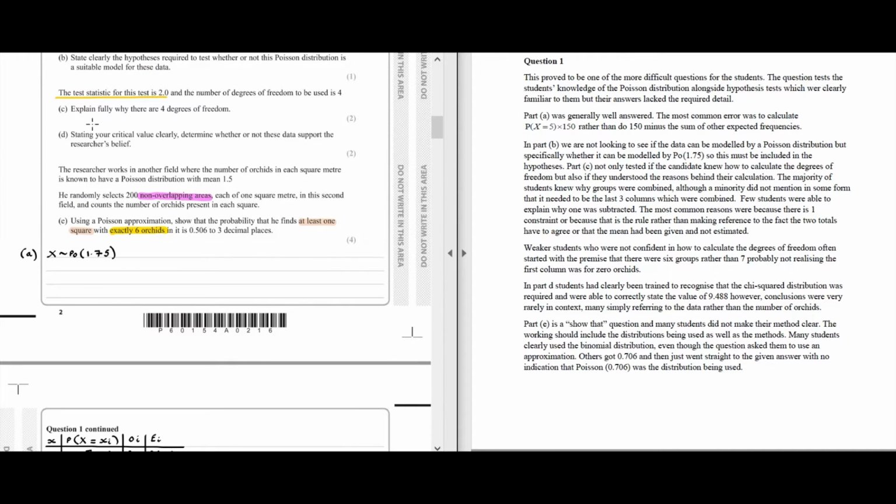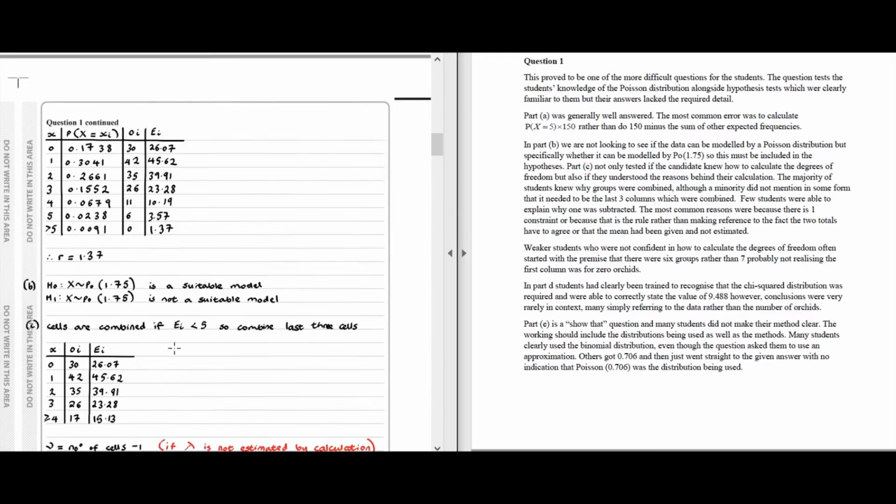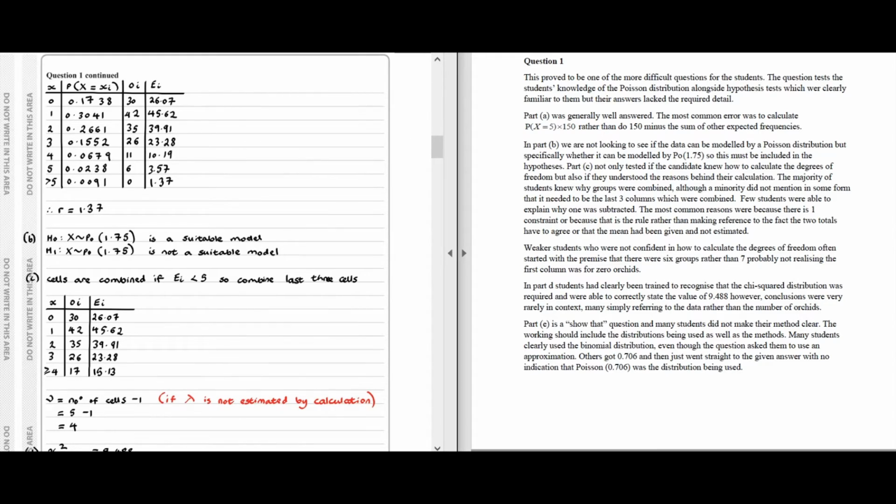Part C, we had to talk about why we had 4 degrees of freedom. This not only tested if the candidates knew how to calculate the degrees of freedom, but also if they understood the reason behind their calculation. The majority of students knew why they were combined, although a minority did not mention in some form that it needed to be at least 3 columns which were combined. Few students were able to explain why 1 was subtracted, and 1 was subtracted because lambda is not estimated by calculation.